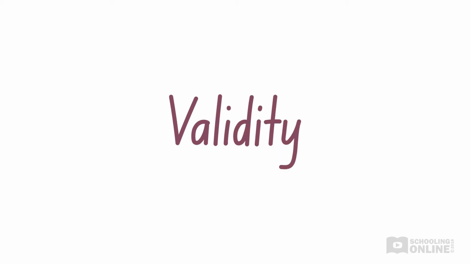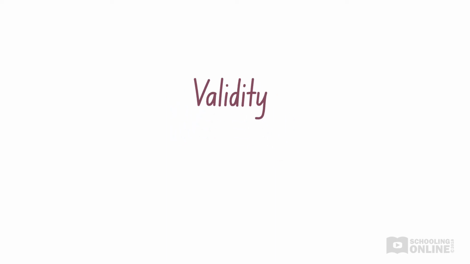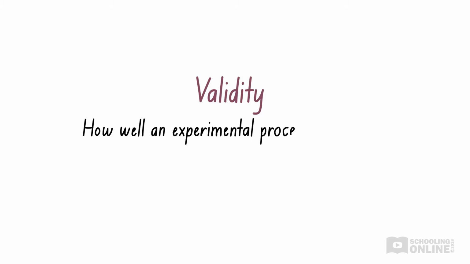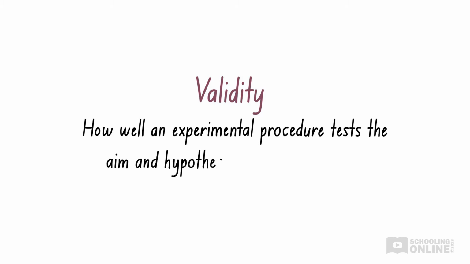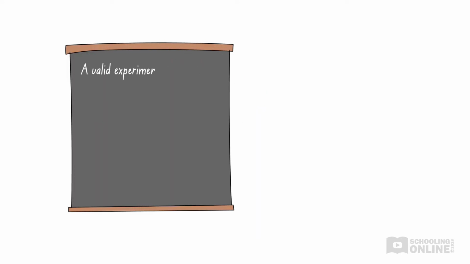After looking at accuracy and reliability, the final component that we need to consider in science experiments is validity. Validity refers to how well an experimental procedure tests the aim and hypothesis of the experiment. In other words, does our method actually find what we set out to find? A valid experiment is one with proper treatment of the independent, dependent, and controlled variables.